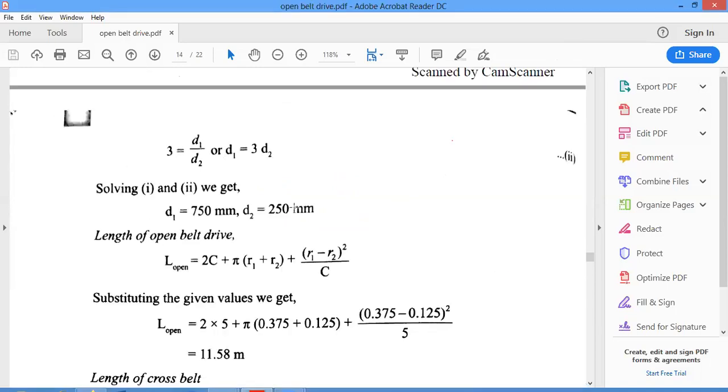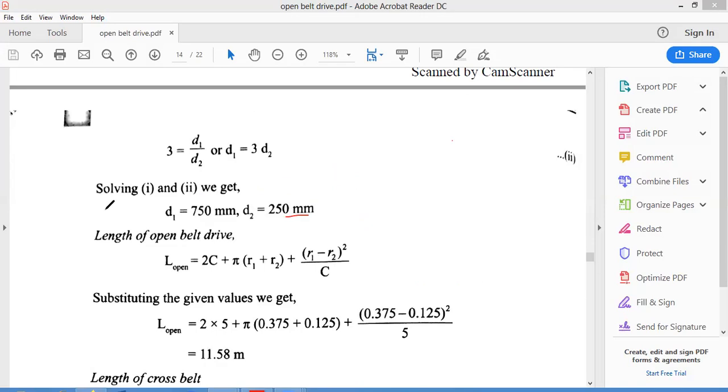So d1 is going to be 750 mm, and d2 is going to be 250 mm. Now, what is given is we have to find out the length of the belt drive. They have not mentioned the type of the belt drive, whether it's going to be an open belt drive or a closed belt drive. So in that case, you find out both the cases.